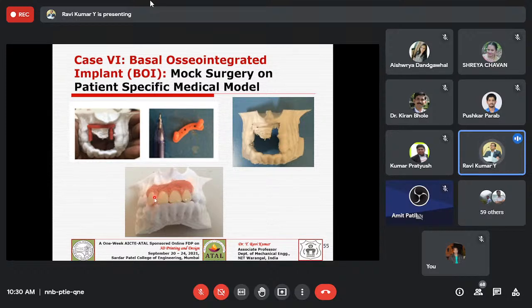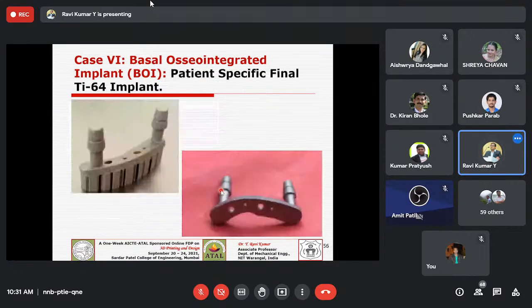The four teeth have been accommodated in this way, and your implant will be there at the back. Initially we checked this denture taken from the patient, or it could even be done through our 3D printing also, which we can check. You can even compare both.